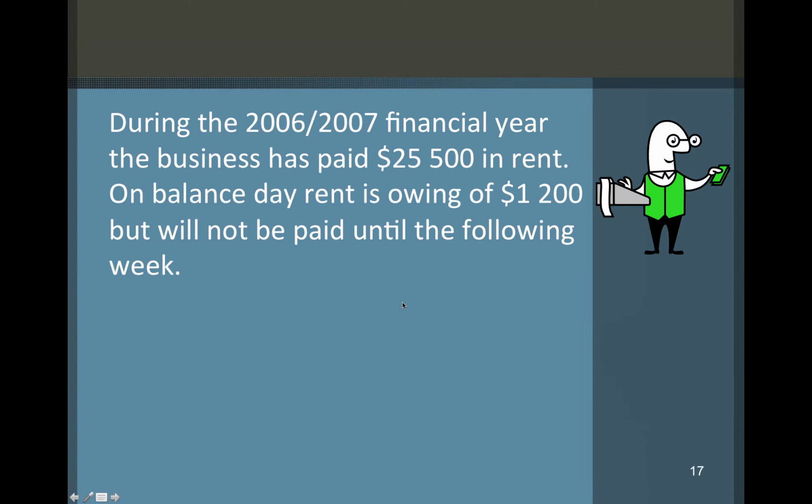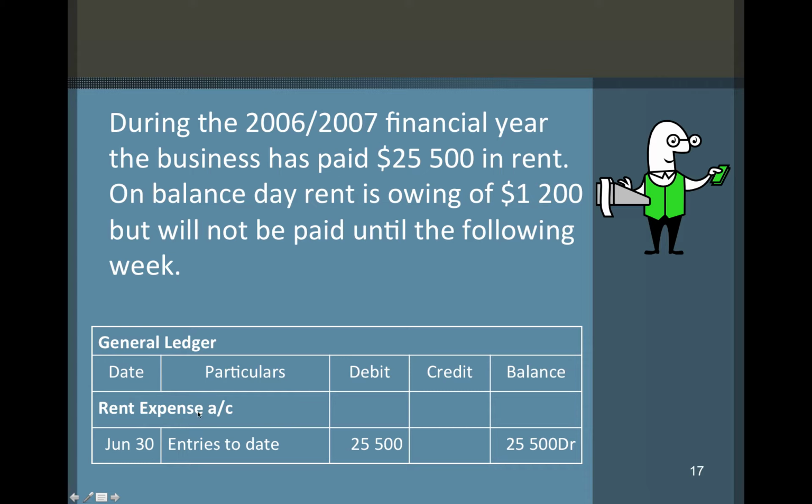So let's have a look at an example. During the 2006-2007 financial year, the business has paid $25,500 in rent. So that's the total amount that we've paid in rent. On balance day, which is the 30th of June, rent is owing of $1,200, but we won't pay that rent until the following week. Remember, that's probably just when the rent is due, but we have consumed the benefit of those premises in the current accounting period to the value of $1,200 that needs to be recognised in the account. So here's our rent expense account demonstrating this payment.